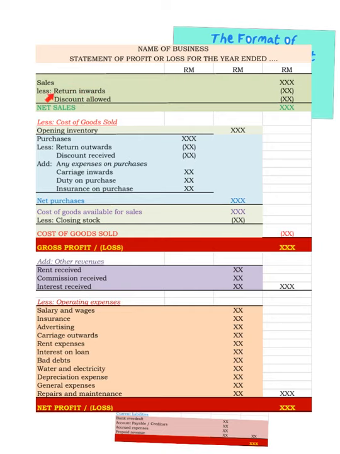For example, the returns inwards. Remember that returns inwards is actually the contra item that will reduce your sales. So returns inwards will need to be minus from your sales. And similar is the discount allowed. Discount allowed is also another contra account. So this will also reduce your sales. That's why you take it to the last column here under sales. Then you are going to minus it from sales so that you will get the net sales.